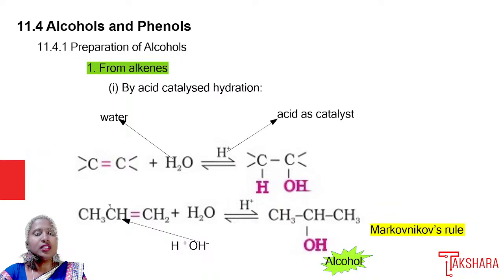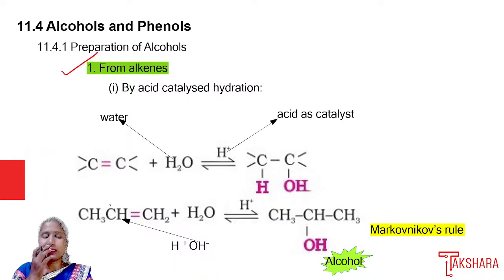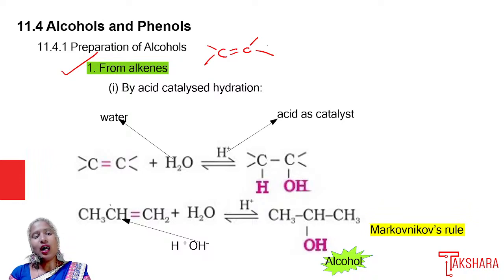Alcohols and phenols. Under that we have preparation of alcohols. The first method of preparation of alcohols is from alkenes. Alkenes have the general formula C double bond C. By using this alkene, we are going to prepare alcohols as a product. The first method from alkenes is by acid catalyzed hydration.